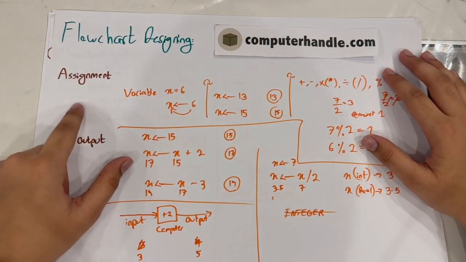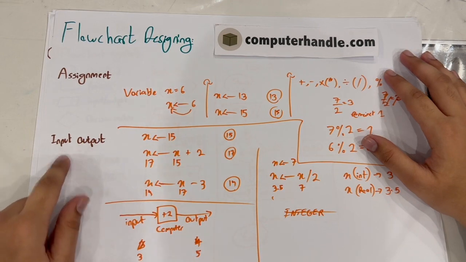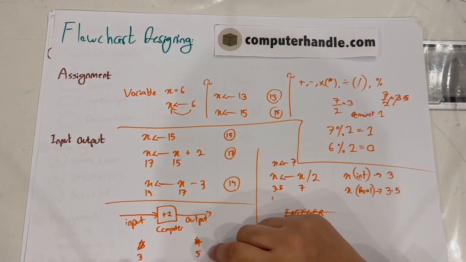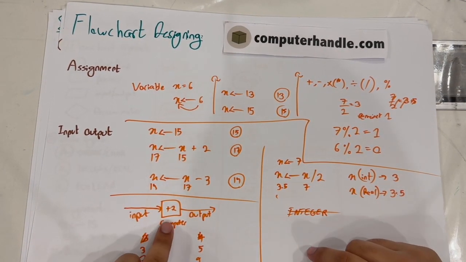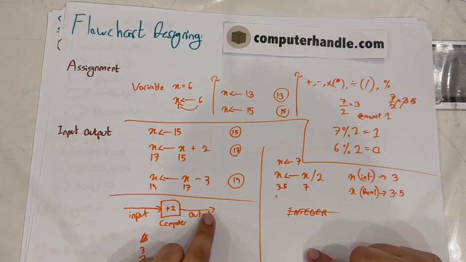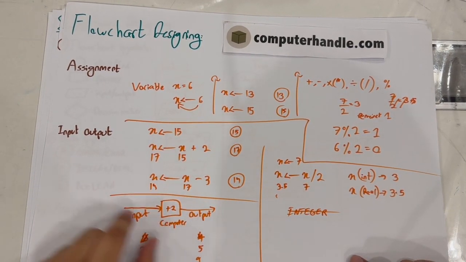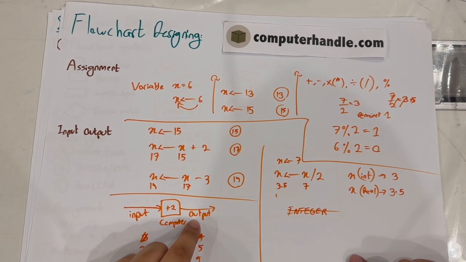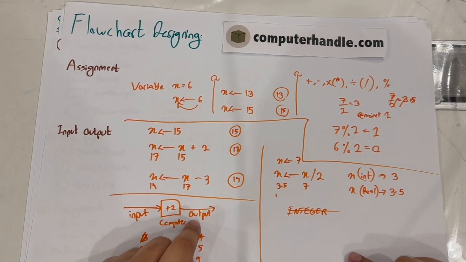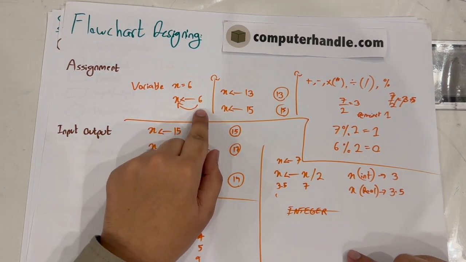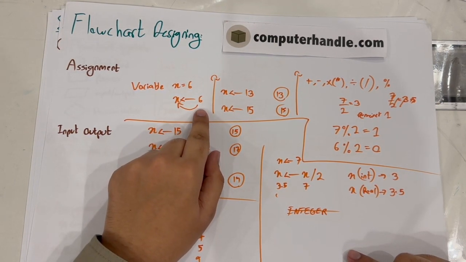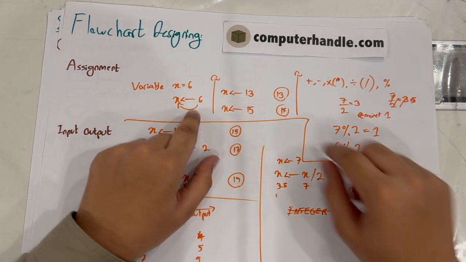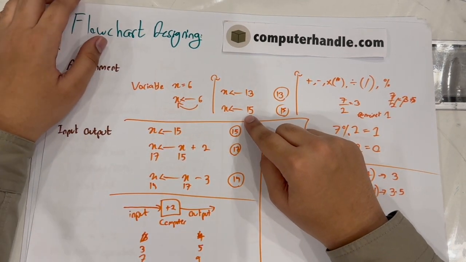Then we proceeded along with the concept of assignment and input, process, output. Alright, we've got an input, the computer will process it, we've got an output, and we performed an example of +2. So whatever number you input, it's going to add 2 to get the new output. The concept of assignment is storing a value, an integer or any number, in a variable. So this means that we are storing 6 into x. This means that we are storing 15 into x.